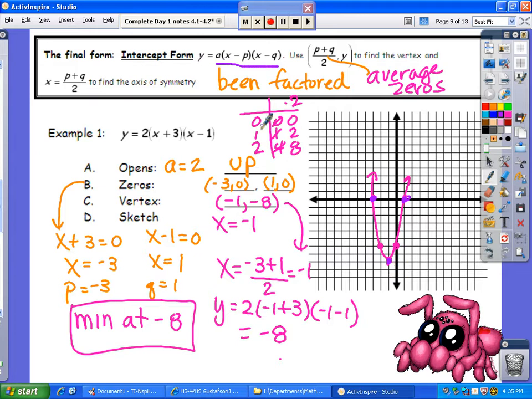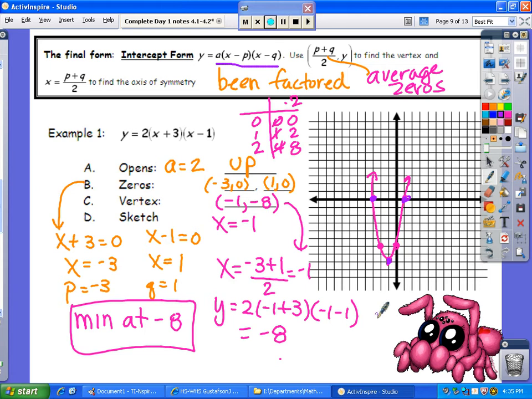So back to the parent points. So we've got 0, 1, 2, which gives us 0, 1, 4. We're multiplying by 2, so we're going to get 0, 2, 8. So go back to your graph. So 0, we're going to go right 1 up 2, and then reflect it, left 1 up 2.